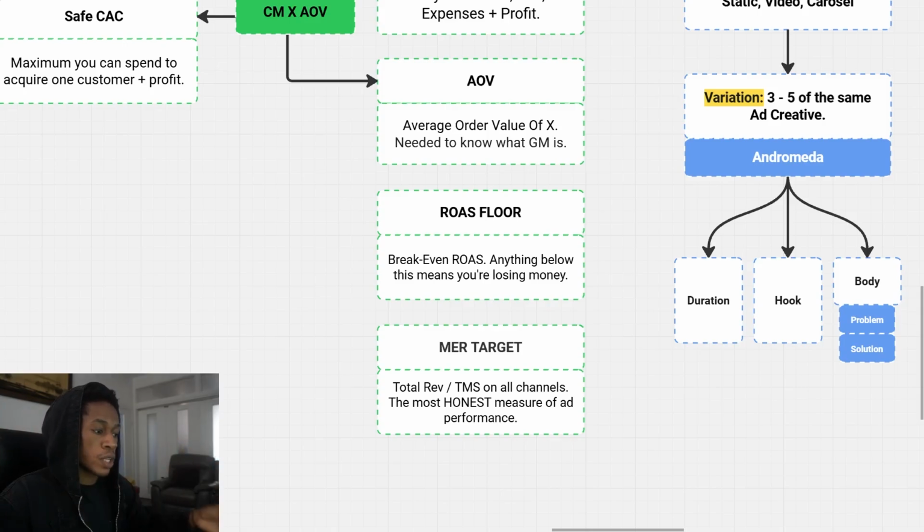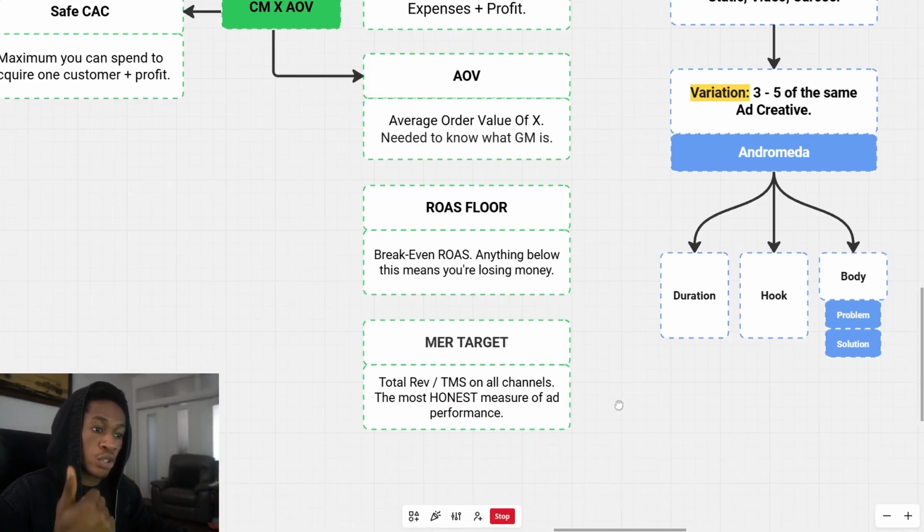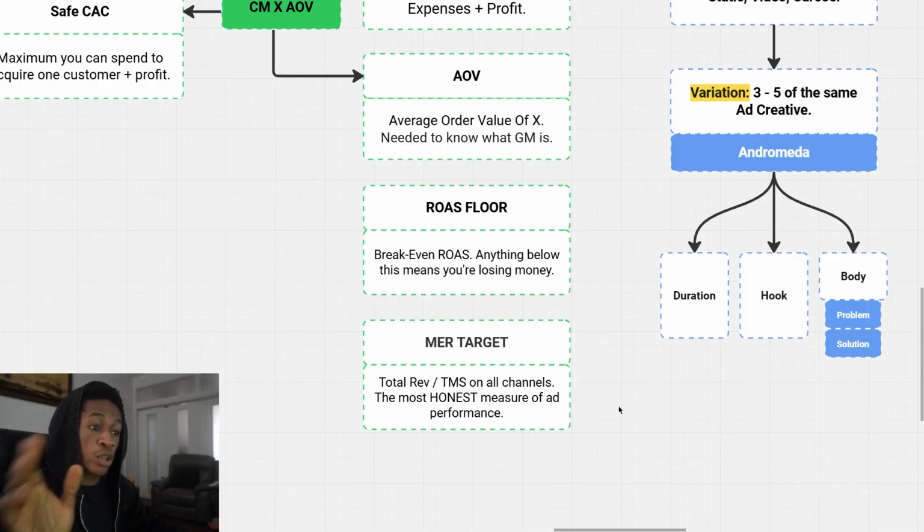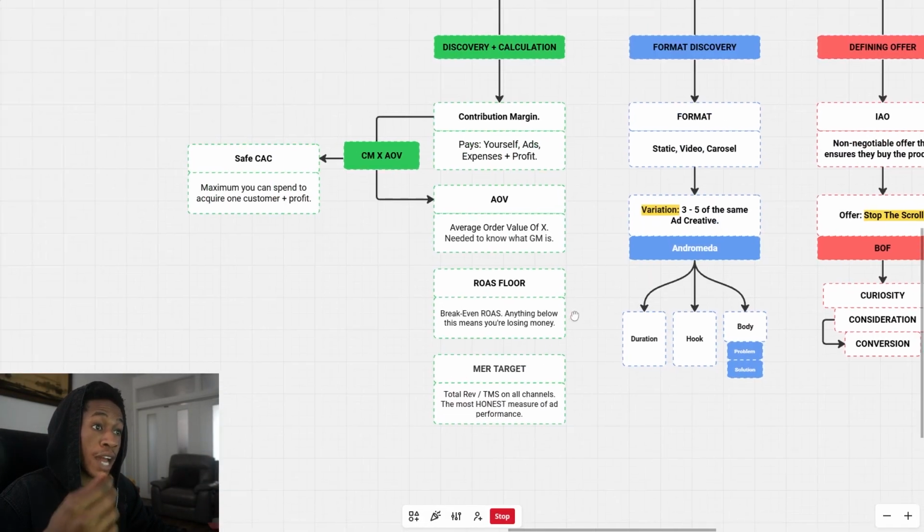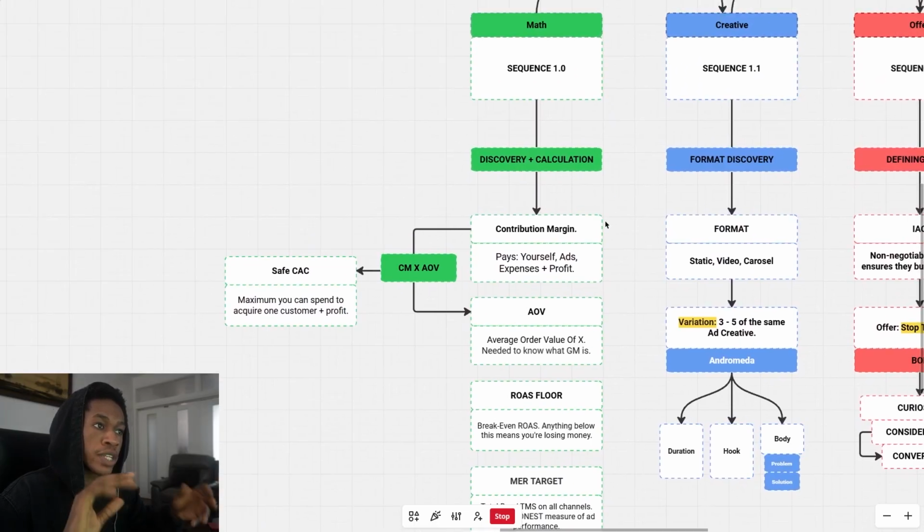The problem you're going to face is that even if you've generated so much revenue, it's going to get absolutely eaten by all the cost of goods, right? So that's why we look at MER, because we need to look at the total revenue divided by the total marketing spend on all channels. And this is the honest measure of ad performance. This is how we know if an ad is performing well. So this is the discovery and calculation phase.